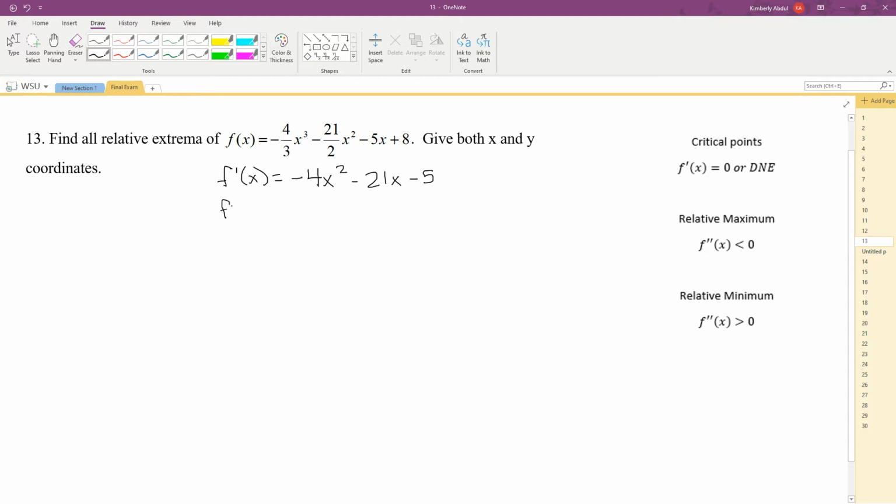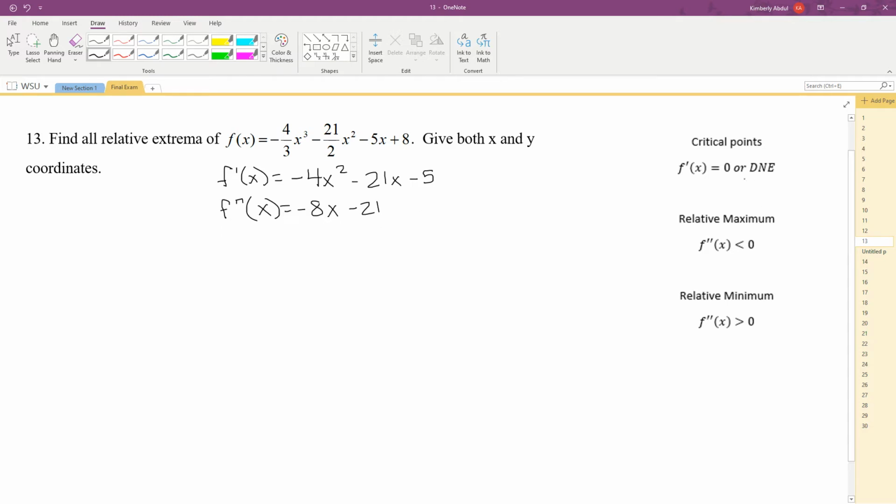I'm going to do the second derivative at the same time. Okay, so same process. Multiply by the exponent. Negative 4 times 2 is negative 8. Reduce the exponent by 1, so I'm going to get x to the 1. And then here, negative 21 times 1 is negative 21. And then reduce the exponent by 1. There's going to be 0 x's left over. And then the derivative of our constant is just 0.